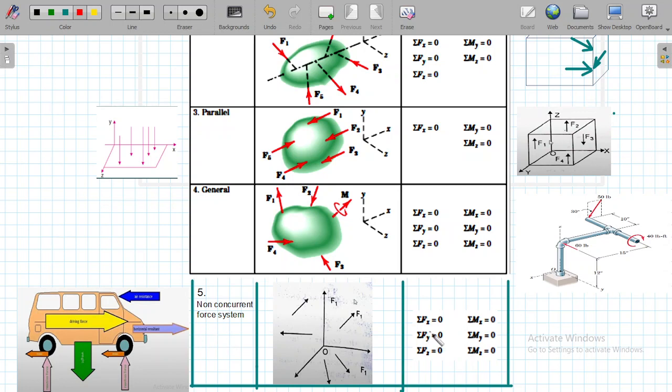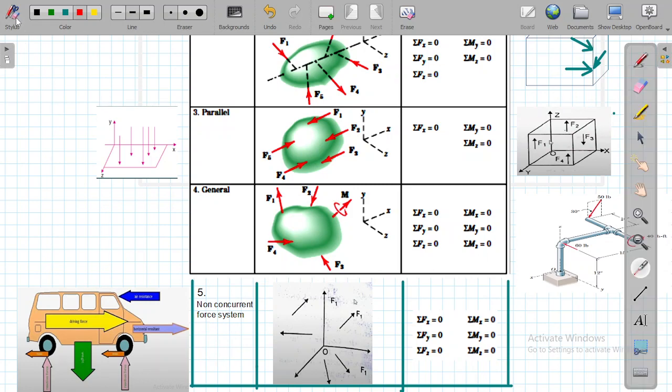And if you look at it, its equations will be sigma Fx equal to 0, sigma Fy equal to 0, sigma Fz equal to 0, sigma Mx equal to 0, sigma My equal to 0, sigma Mz equal to 0. These are the independent equations that you can use to solve this kind of system, a non-concurrent force system which is non-coplanar. You can have an example over here also being shown to you.